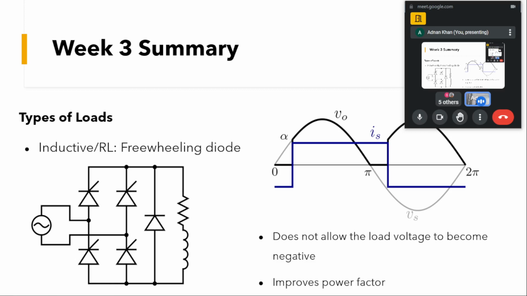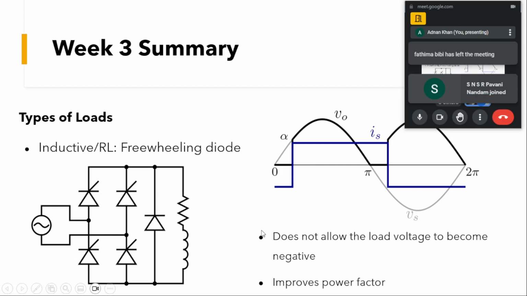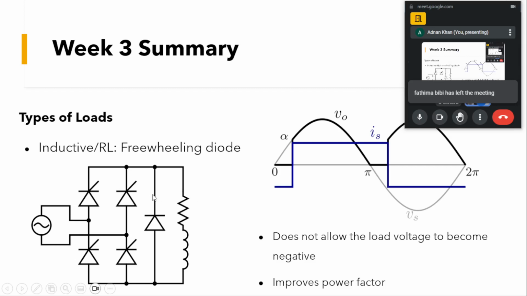Since the output increases, our input remains constant, input power is constant, but our output increases as compared to the topology without this freewheeling diode. So you can see that our power factor will also increase, which is V out I out by Vs Is. Since our output increases, power factor will also improve.